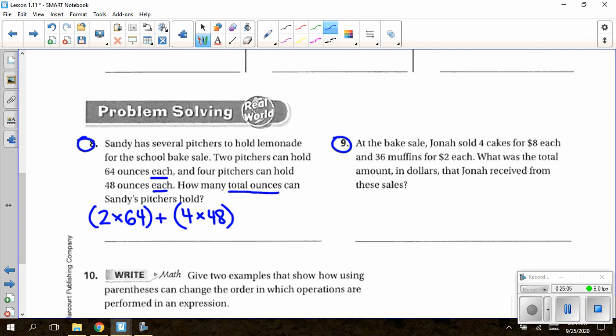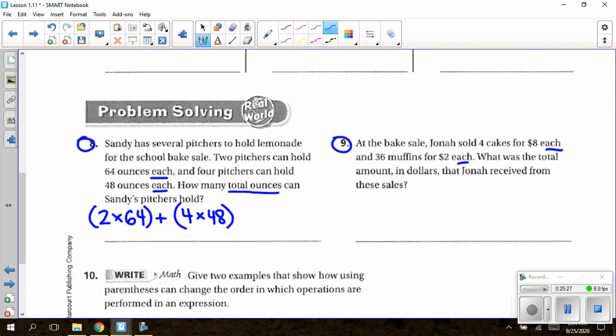Now for question number 9, it says at the bake sale, Jonah sold 4 cakes for $8 each and 36 muffins for $2 each. What was the total amount in dollars that Jonah received from these sales? So again, I see that keyword each from lesson 1.10, so I know I'm going to have some multiplying that I'm going to have to do.